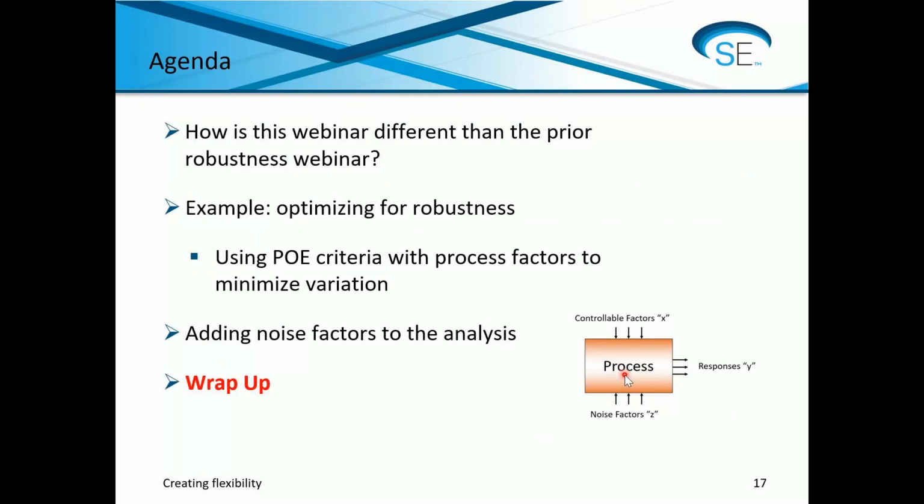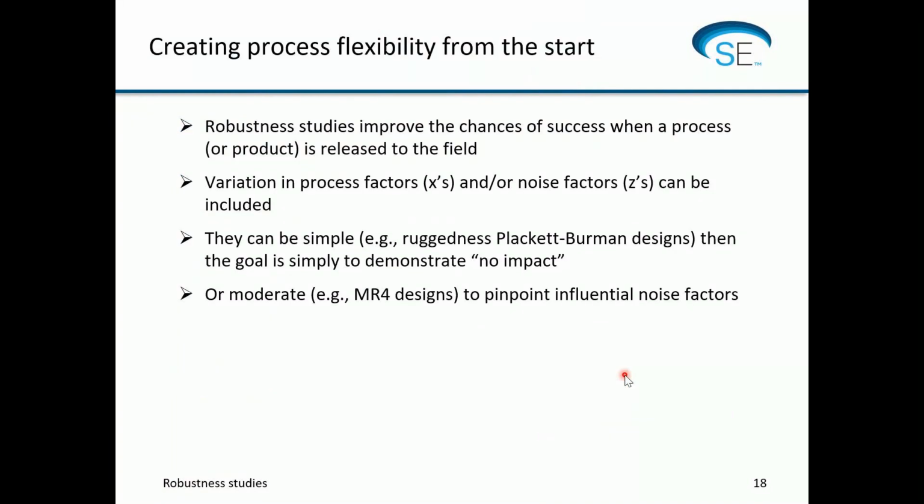So let's wrap this up a little bit. We want to create process flexibility from the start. That's the whole goal of the approach that we're taking in this webinar, as opposed to evaluating whether a system is robust once we've optimized it. We want to include the concept of robustness as part of the optimization criteria.